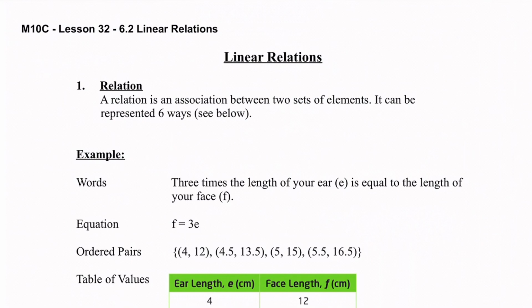In this one we're going to be looking at 6.2 linear relations. So the first thing we have is a definition of a linear relation. It says a relation is an association between two sets of elements. There are two terms in there you might not know. A set is just a group of items.